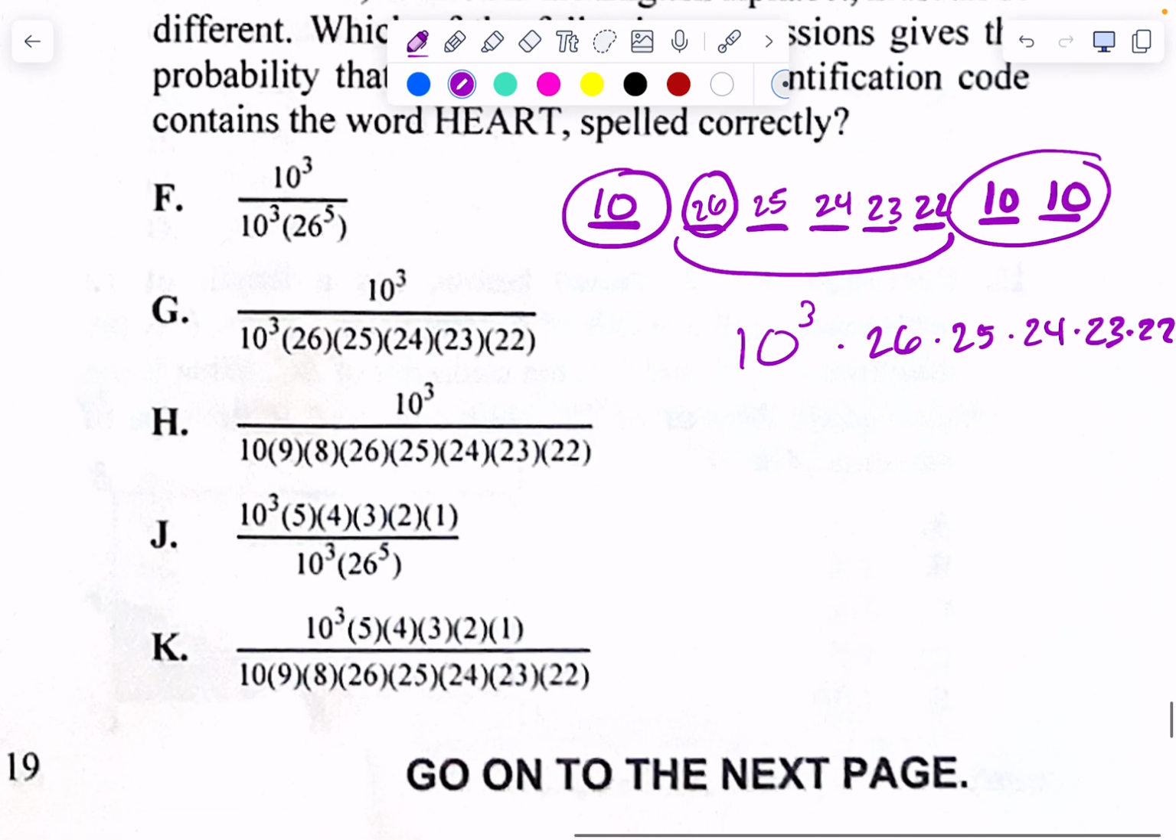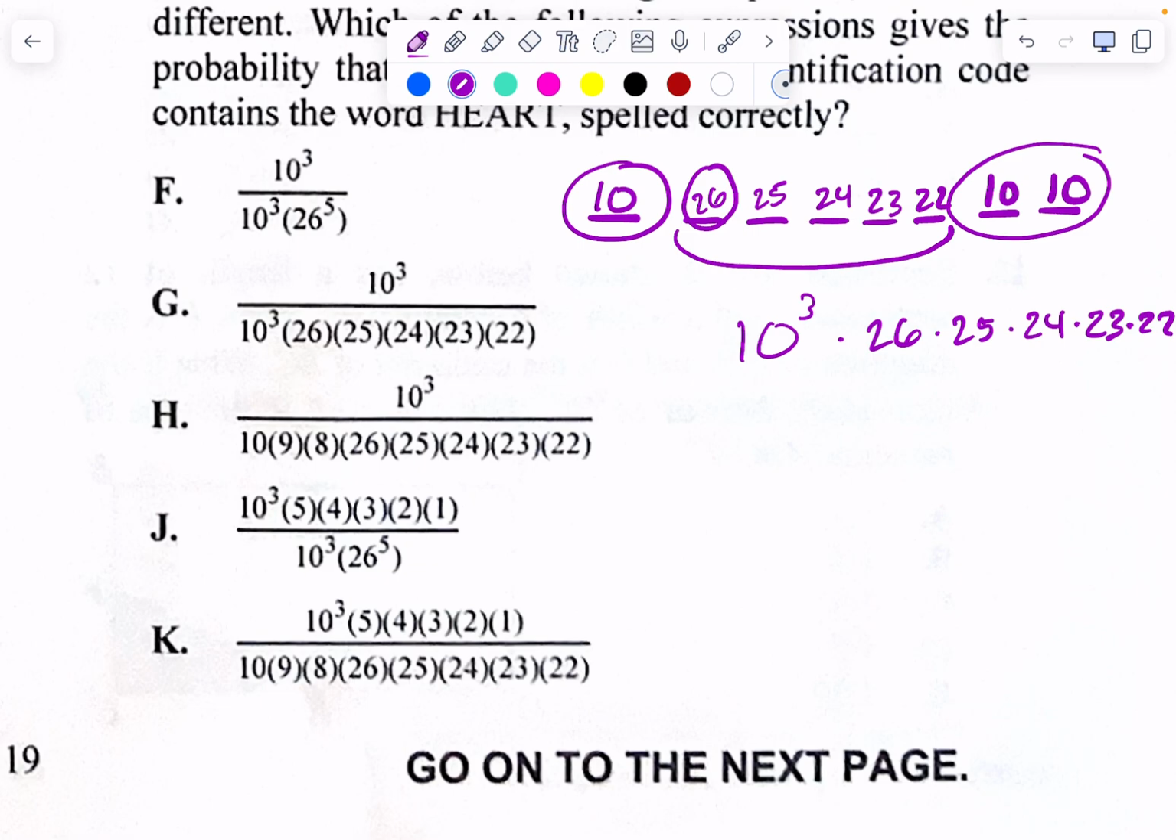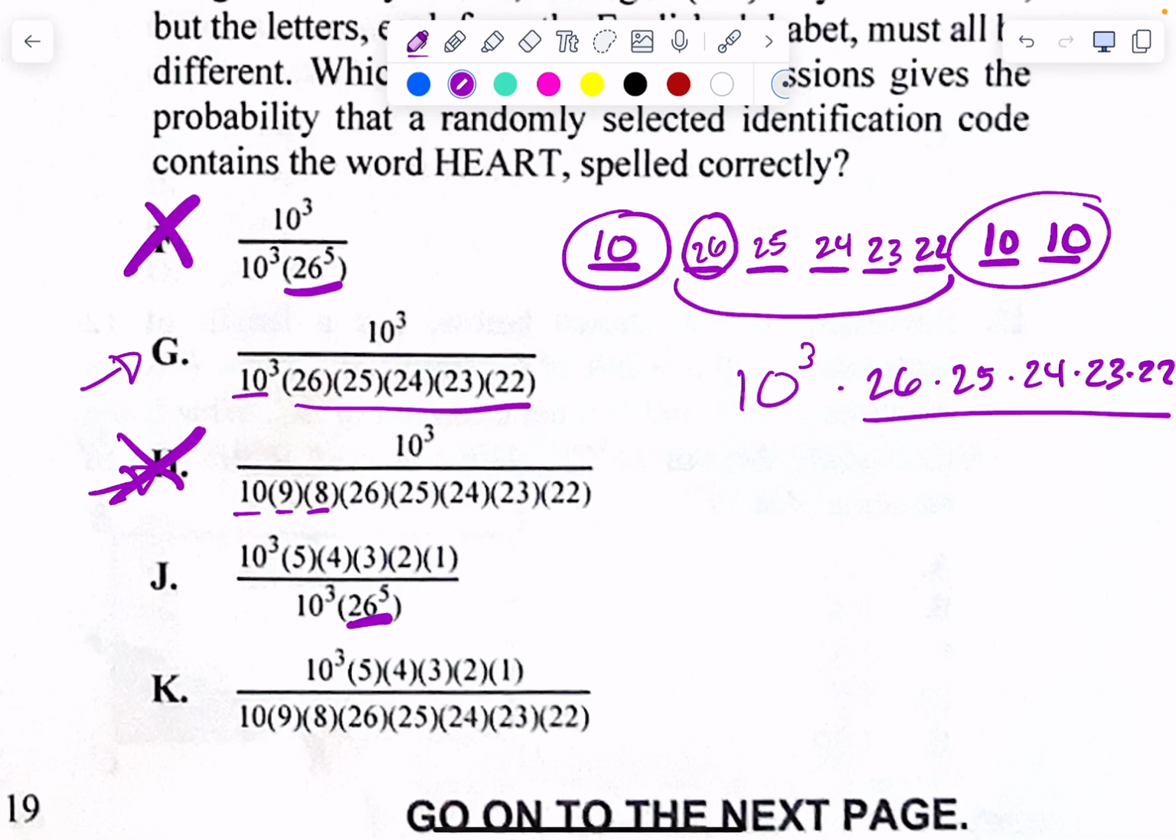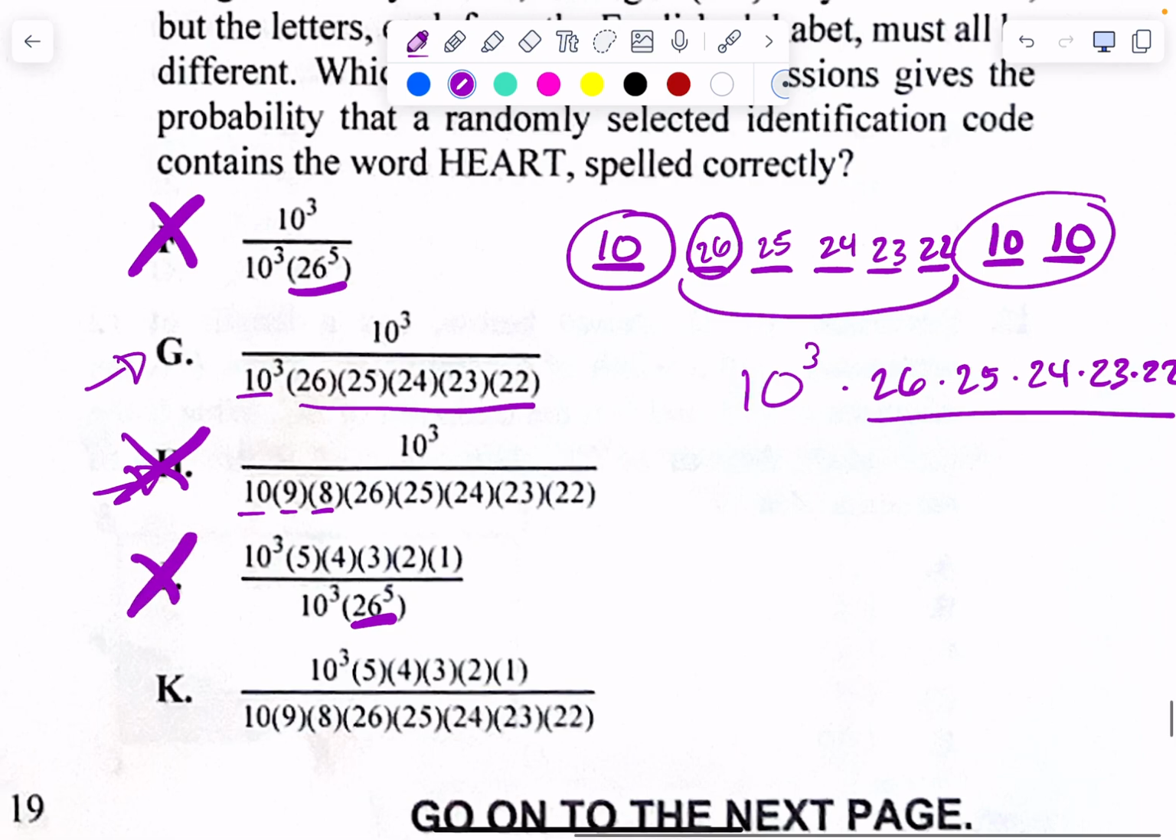Okay. So if I'm looking at this, I see a 10 to the third power times 26, 25, 24, 23, 22. Okay, I can cross off some answer choices at this point. I know it's not F because that's 26 to the 5th power. That's not going to work, right? Because it's got to be like going downhill. G might be up for grabs because I have 10 to the 3rd and I have that stuff going on. This one, I know it's not because 10, 9, 8, right? I can use any of the 10 numbers. Those can repeat, so it's not going to be H. What about J? In or out? I think J is out because 26 to the 5th power. Not going to work. I think K is out because 10, 9, 8. You can repeat the digits.